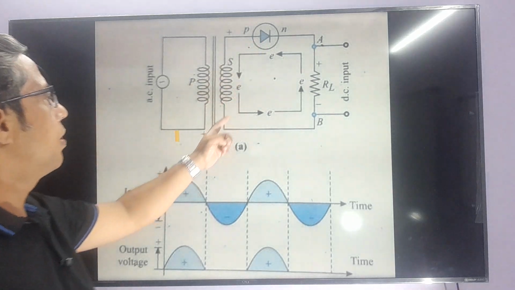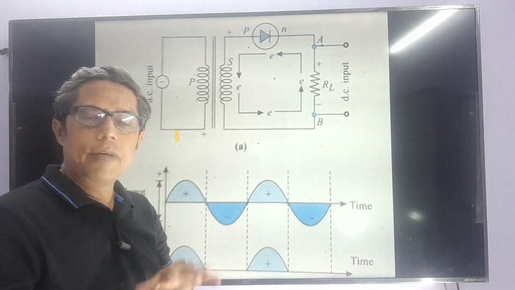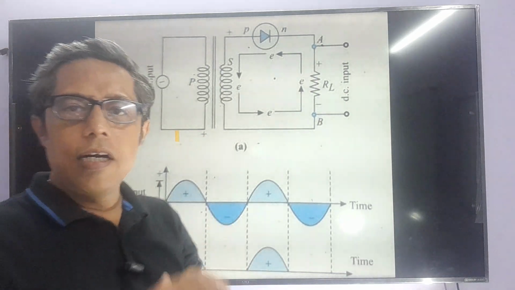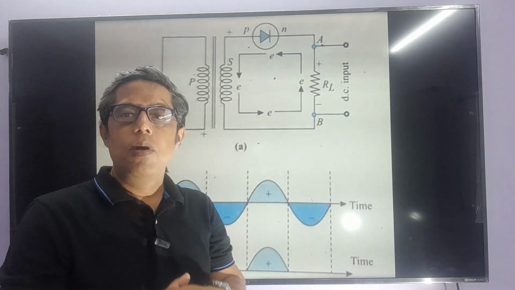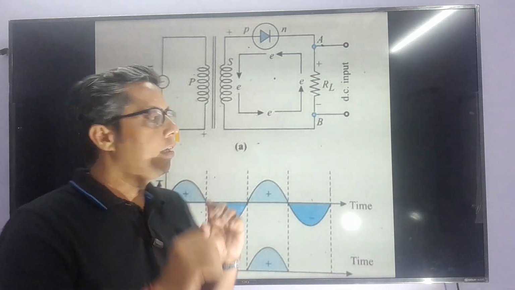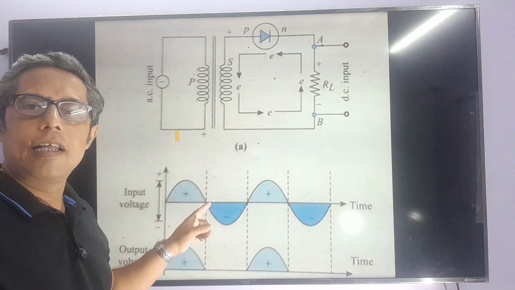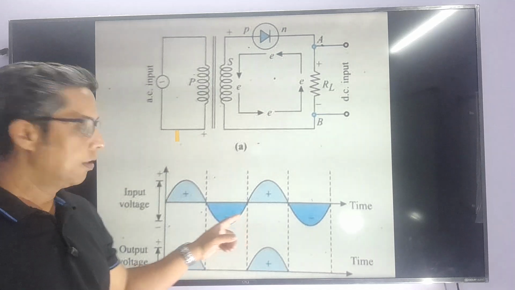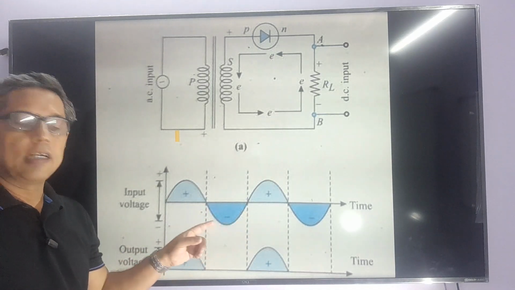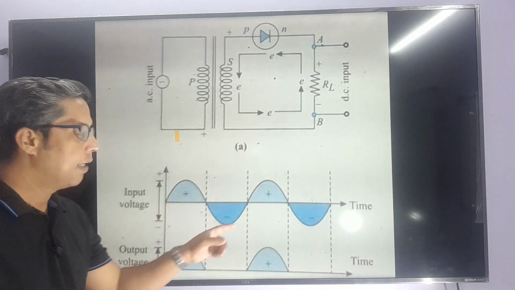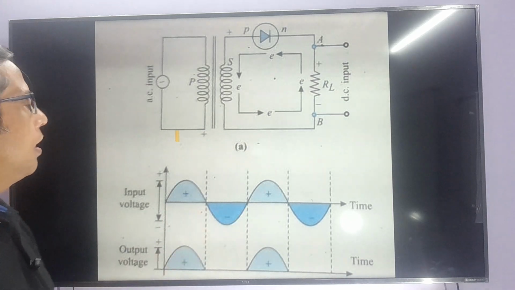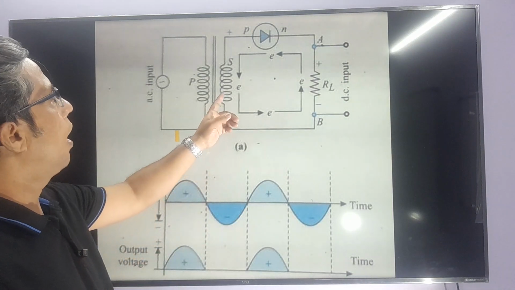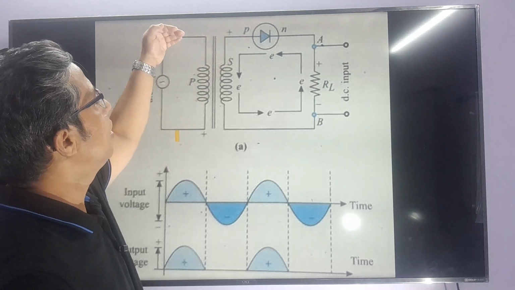Okay, so whenever AC current has a wave nature, right? It has two cycles. In the first half cycle the current is flowing like this. In the next half cycle, current will flow in the opposite direction. Okay, it's a positive half, it's a negative half. So let's assume in the positive half, current is flowing like this.